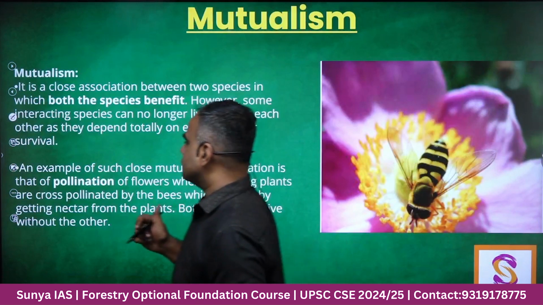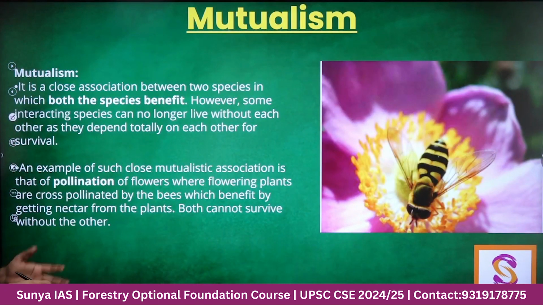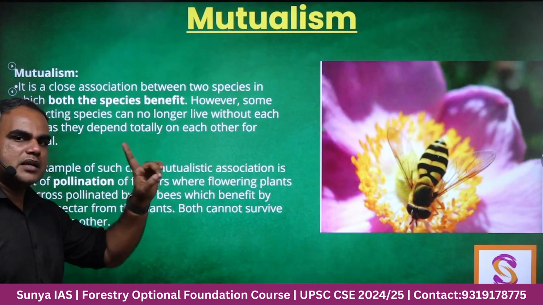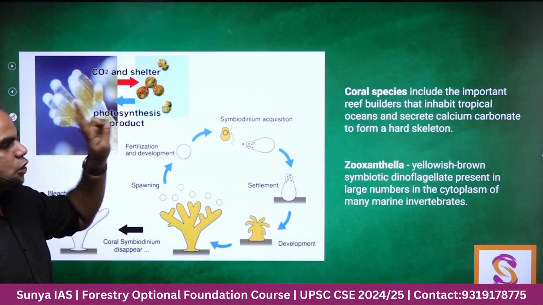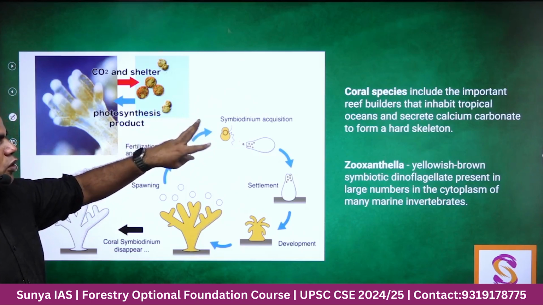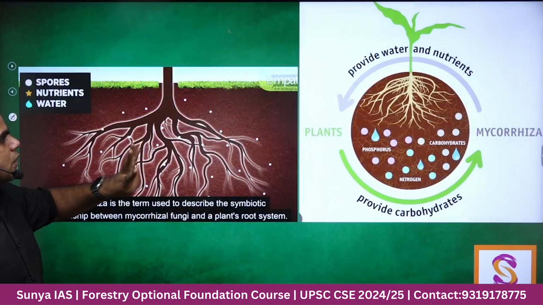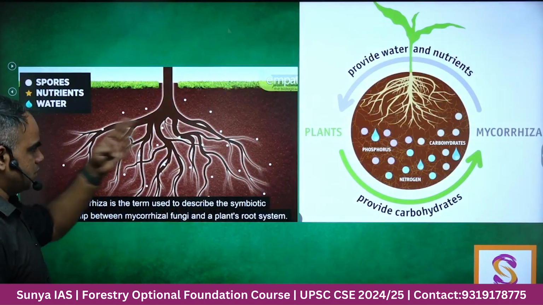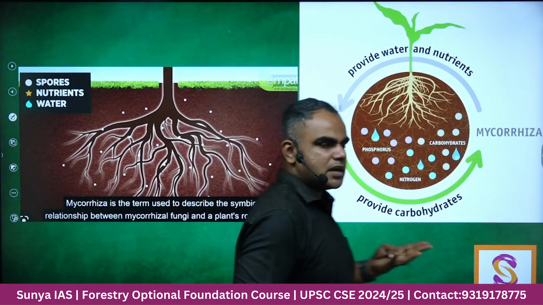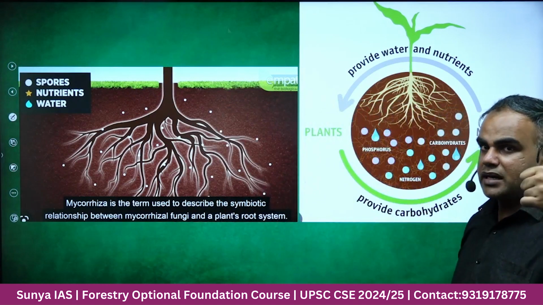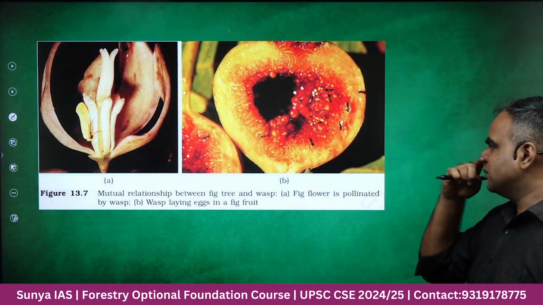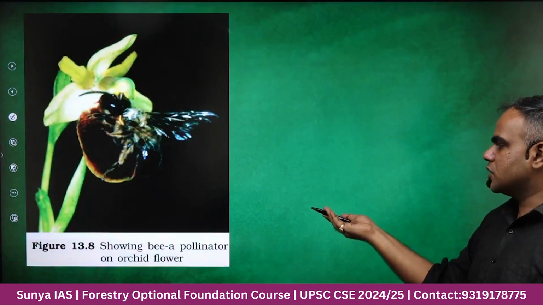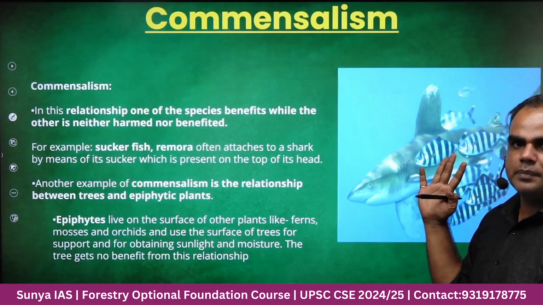Again, the easiest case of, let's say, mutualism is pollination of flowers. 1. Second is lichens, algae plus fungus. 2. Third is coral species, coral polyps and zooxanthellae. 4th, mycorrhiza, fungus and the roots of higher plants. 5th, rhizobium, bacteria and roots of higher plants. 6th, fig, wasp and tree. Okay. 7th can be orchid and its pollinator, right?